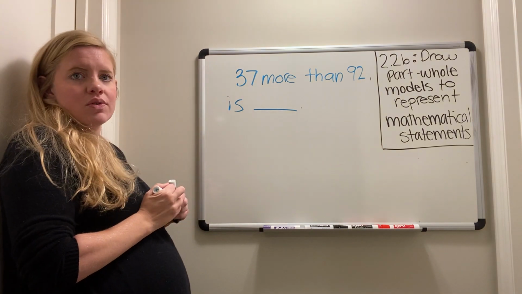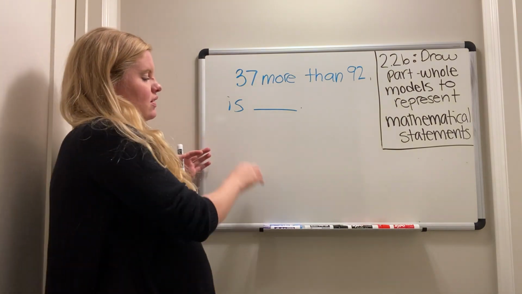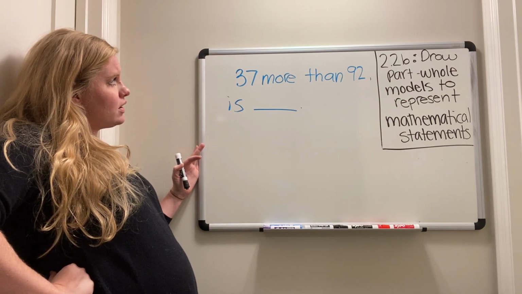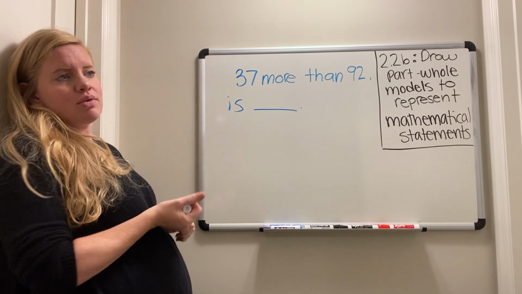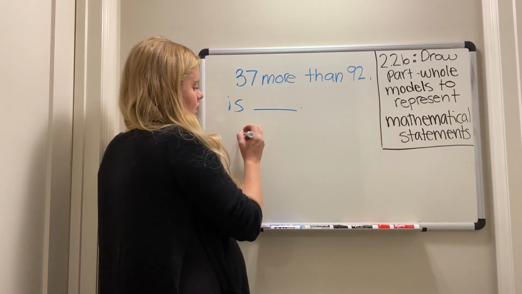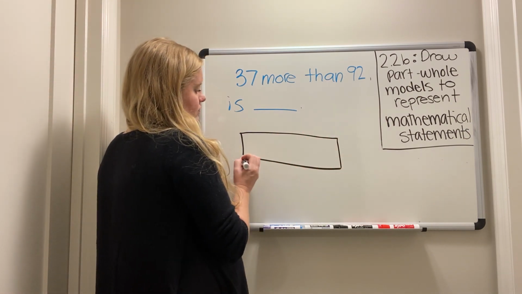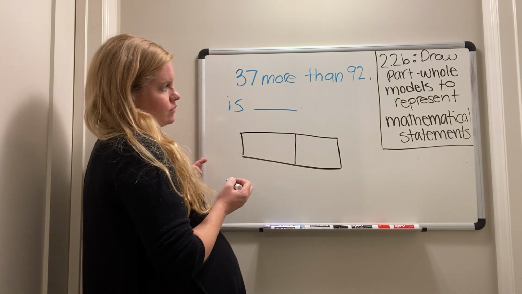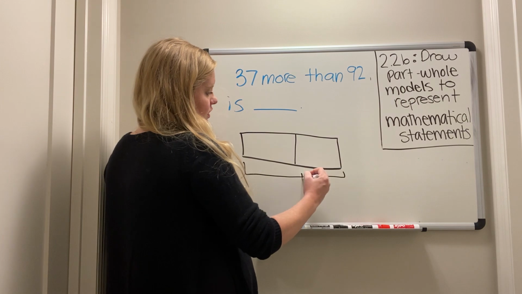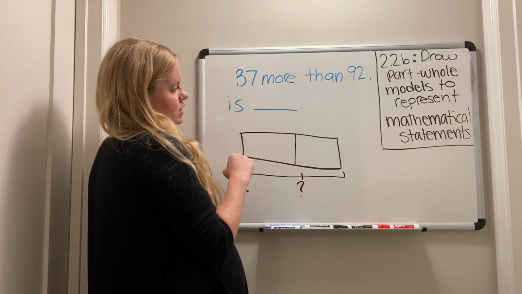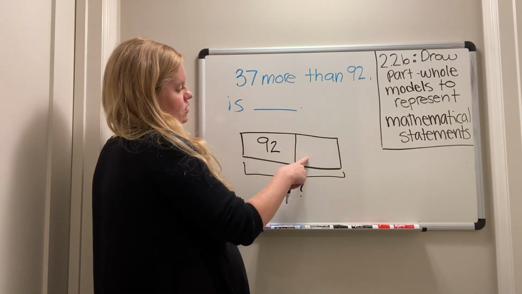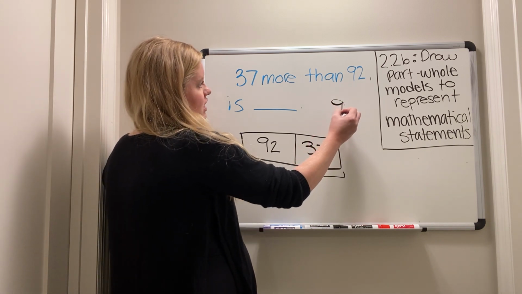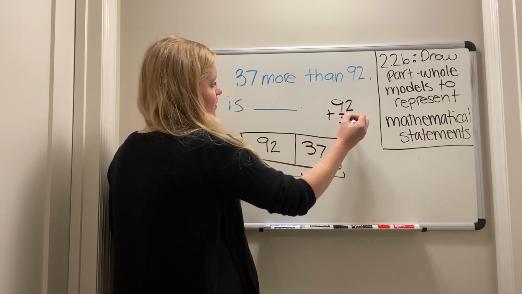Okay. So this is the kind of question that we have on tonight's homework where it says 37 more than 92 is blank. Okay, if we were to turn this into a part whole model, do we know the whole? No. So that's what we're looking for. Now what's one part? 92, and the other part? 37. Good.